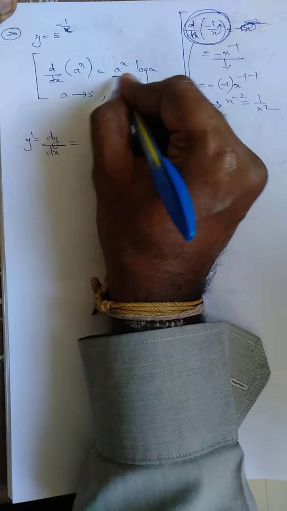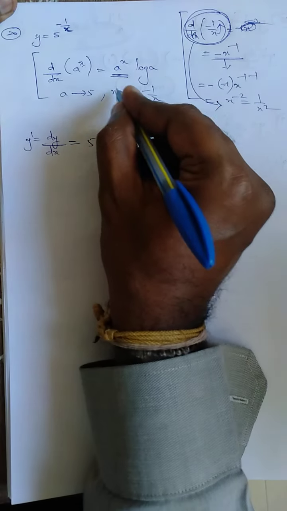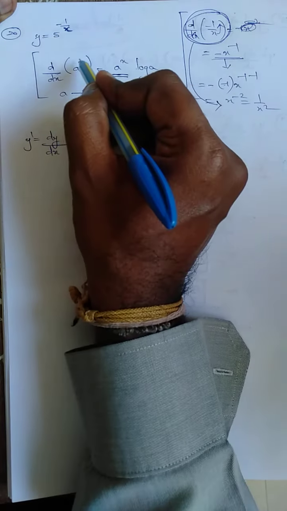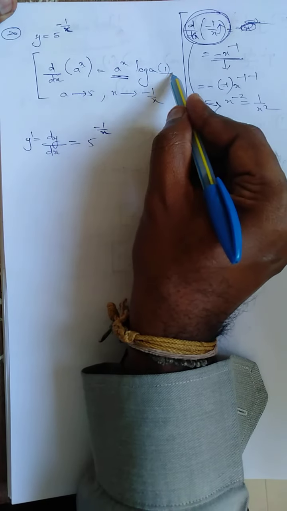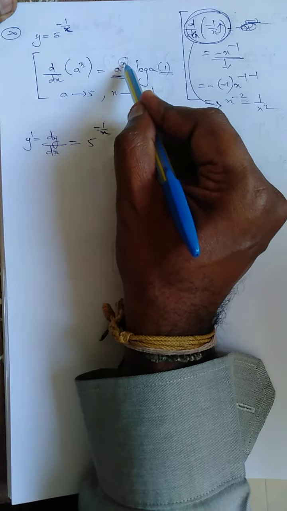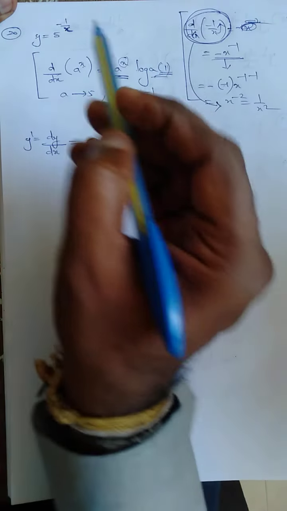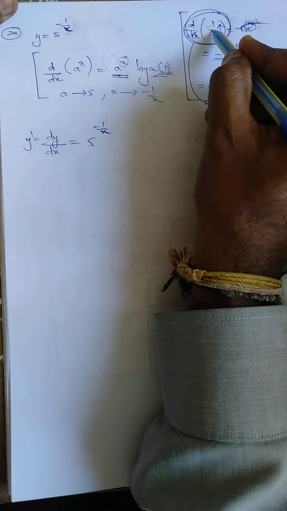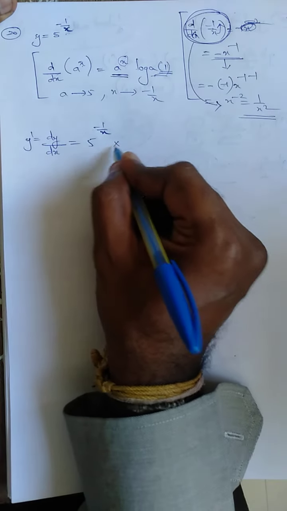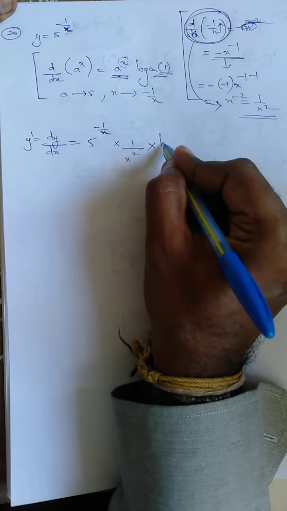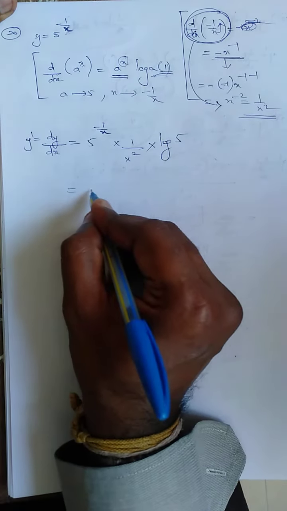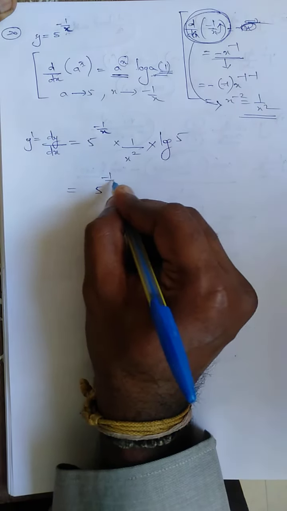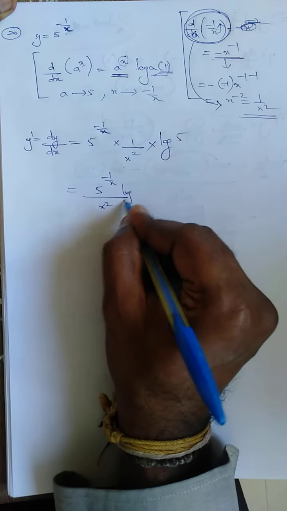First see what is the formula, a power x, a is 5, power x is nothing but minus 1 by x. If it were just x, its derivative is 1, they will not put it in the formula. But here we have not got x, we got minus 1 by x. So we need to differentiate minus 1 by x. Minus 1 by x differentiated is nothing but 1 by x square. Next log a. What is a? 5. So the answer is 5 power minus 1 by x, divided by x square, into log 5.